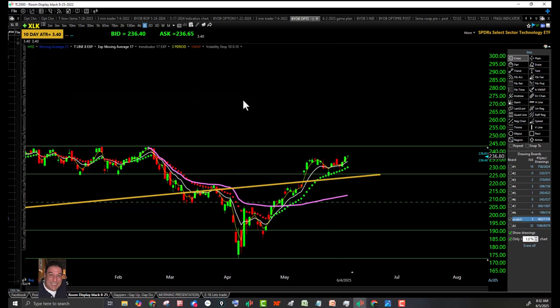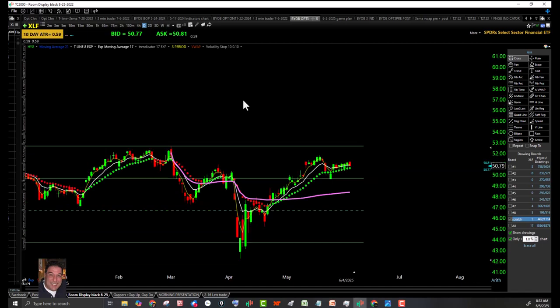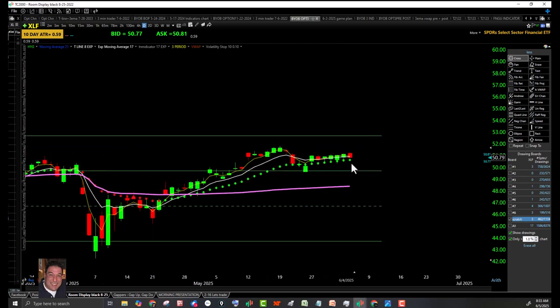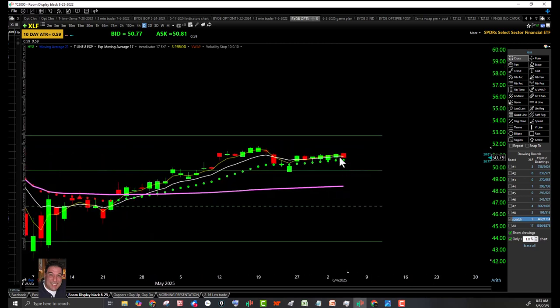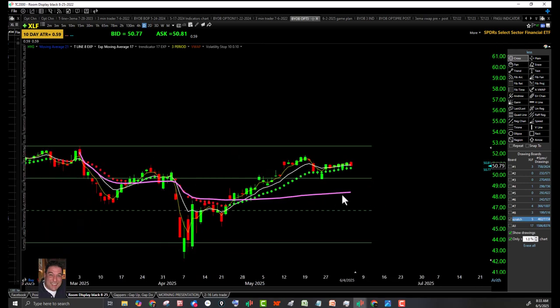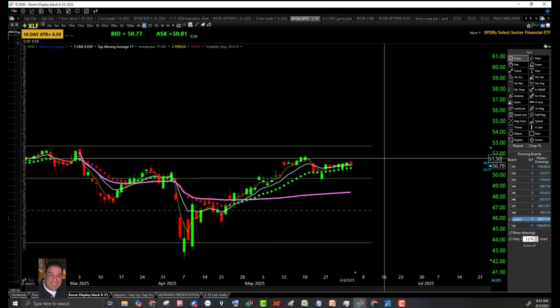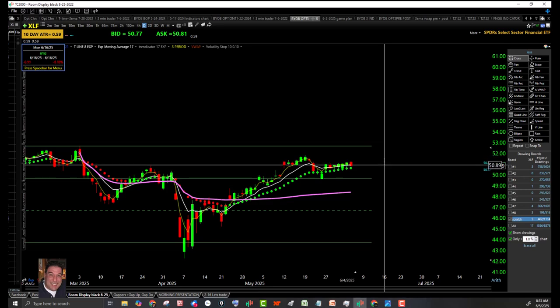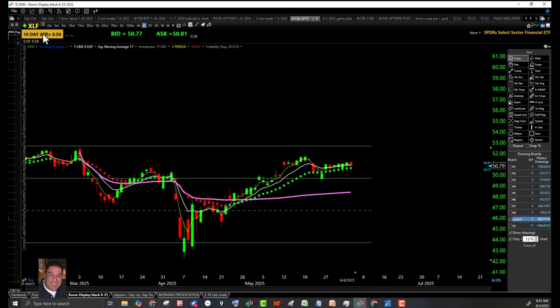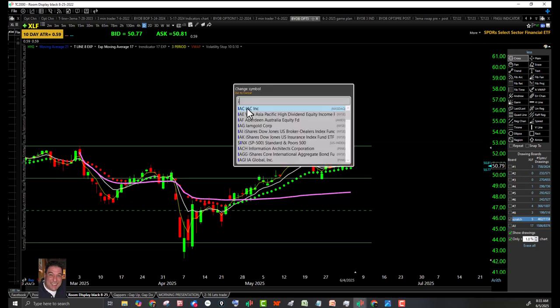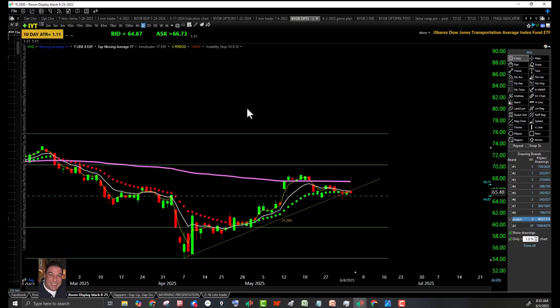Let's take a look at XLF. Same thing, closing up here in quadrant 4, that's bullish. Closing under the trap, that's neutral. Closing over the 17, that's bullish. Over the all-time high anchored VWAP, also bullish. Consolidating up here in quadrant 4, that's bullish. That's XLF. Now here comes the problem child.